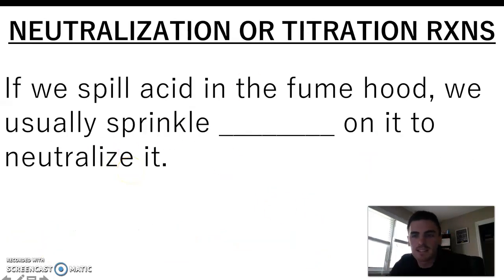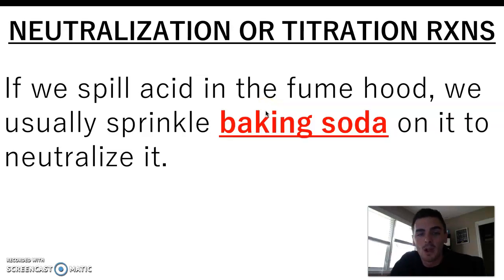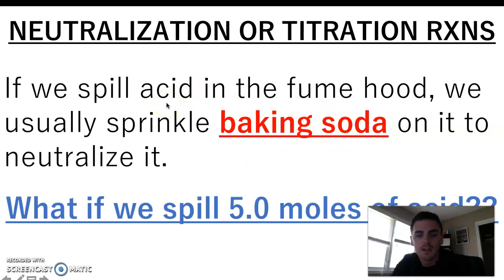Going back to my example, if we spill acid in the fume hood, if Mr. McMahon or I are making a solution and we spill it, what we usually sprinkle on it, and you'll see these sitting around the lab, is baking soda. That's because baking soda is a base. We put that baking soda on, there's a bunch of fizzing because of gas being released, and it neutralizes it, and then we can just wipe it down and it's not a big deal. We take a base to neutralize that acid.